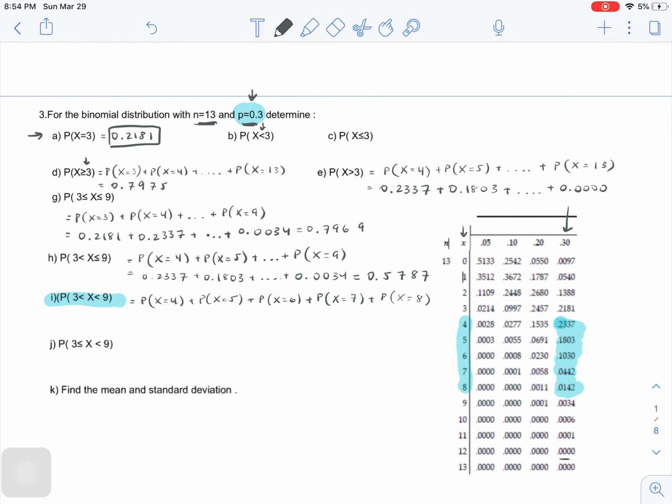So those corresponding probabilities are 0.2337 plus 0.1803 plus 0.1030 plus 0.0442 plus 0.0142. Plug that into your calculator and you should get 0.5754.